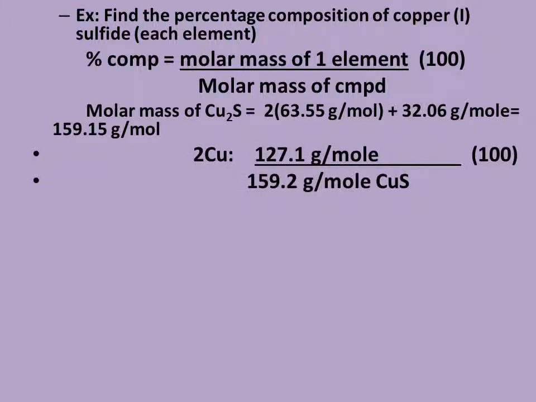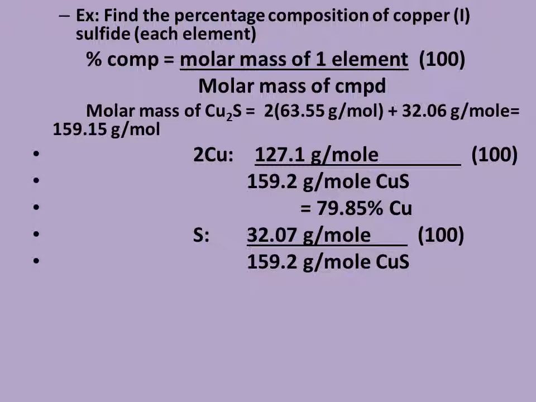So to figure out for each one, copper, I have 2 of them, so that's 127.1 grams per mole. That was from that 2 times the 63.55. Divided by the total mass, 159.2 grams per mole of copper sulfide. Forgot the 2 there. Gives me 79.85% copper.